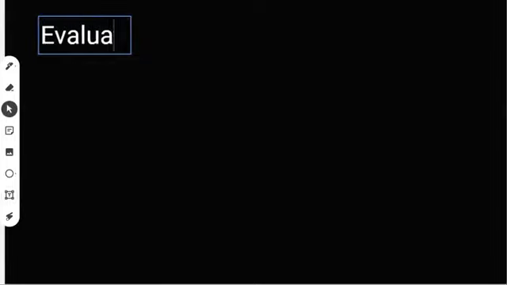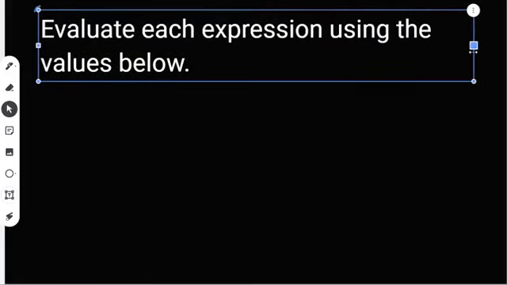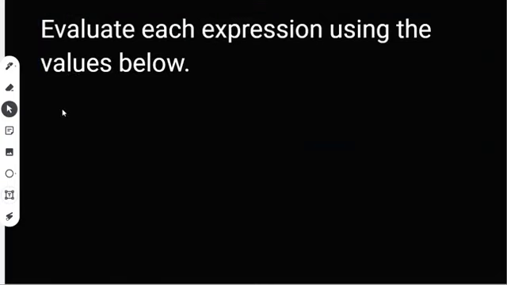Okay, now for all of these, we're going to be using the same numbers. So the directions are we want to evaluate each expression using the values below. I want to evaluate each expression using the values below. Okay. So what are those values going to be?